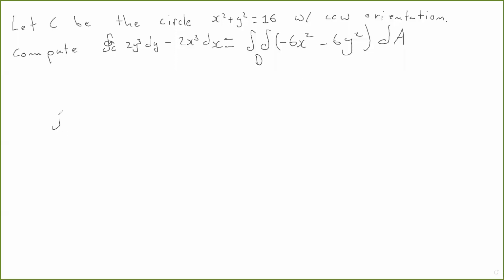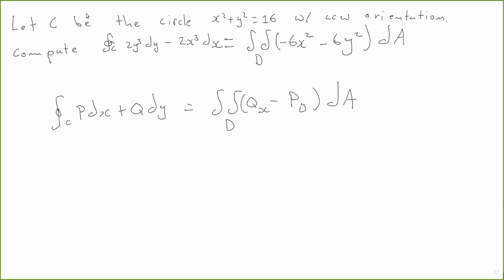So remember, this is what Green's theorem says. If you do this line integral, P dx plus Q dy, then this is equal to the area integral over the region D, which is the region contained in C, of Q_x minus P_y dA. So up here, the P is 2y cubed and the Q is minus 2x cubed. Okay, so this is what Green's theorem says.